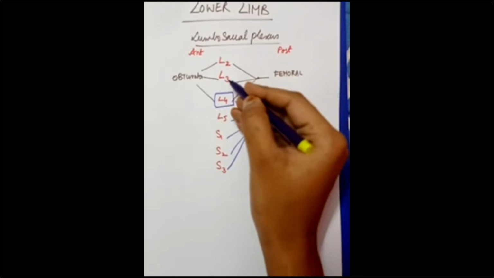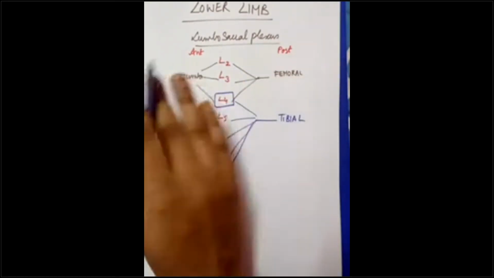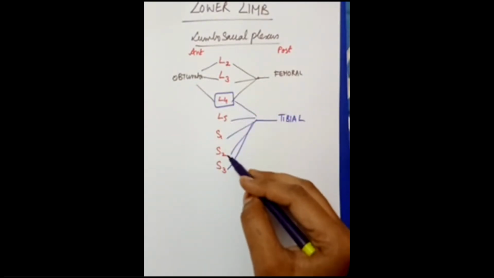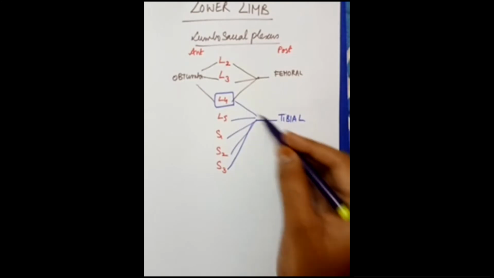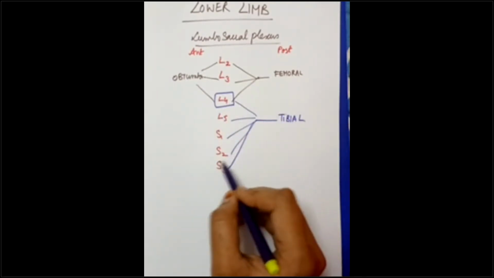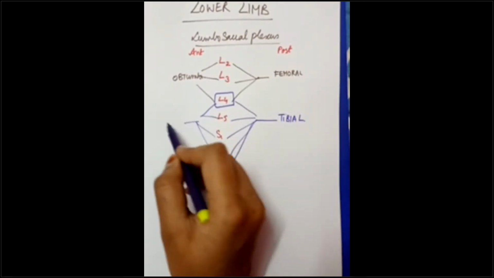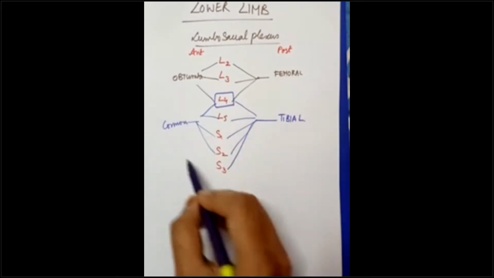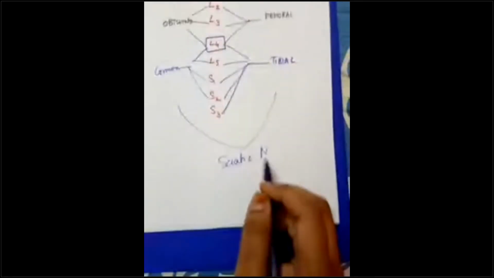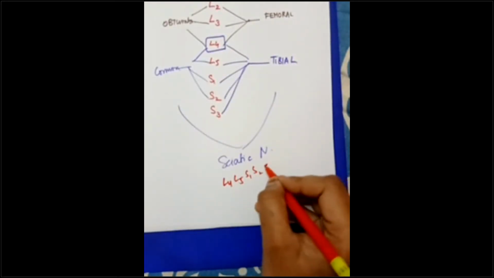So again, telling L2, L3, L4 posterior division, we have femoral nerve. L2, L3, L4 anterior division, you have obturator nerve. Now move below. L4, L5, S1, S2, S3, all you have to take for tibial nerve. Leave one for common peroneal nerve: L4, L5, S1, S2. These both form your sciatic nerve. So what is the root value of sciatic nerve? It is L4, L5, S1, S2, S3.